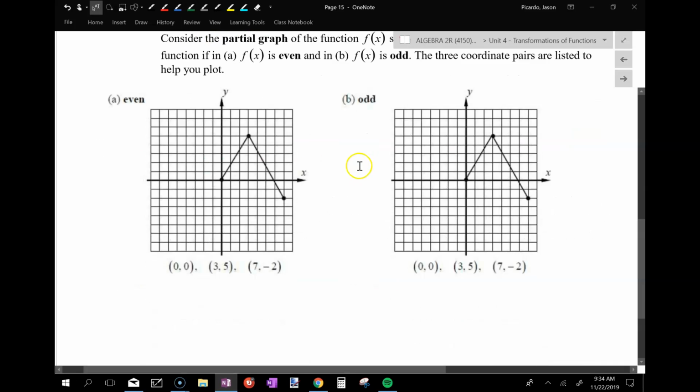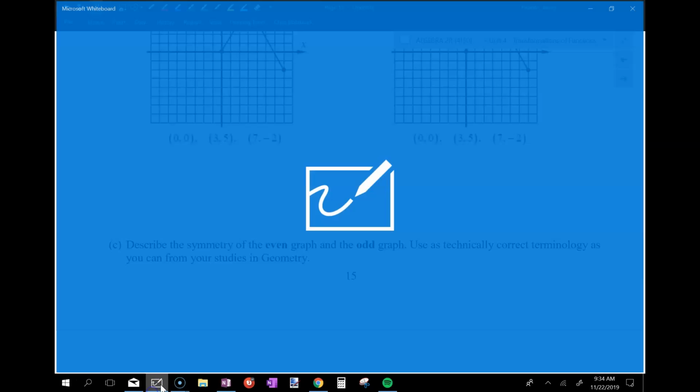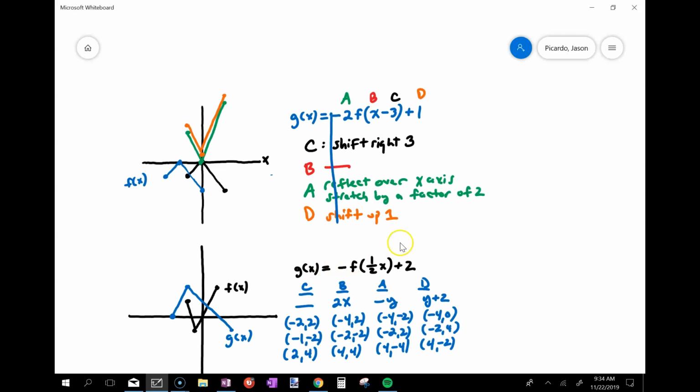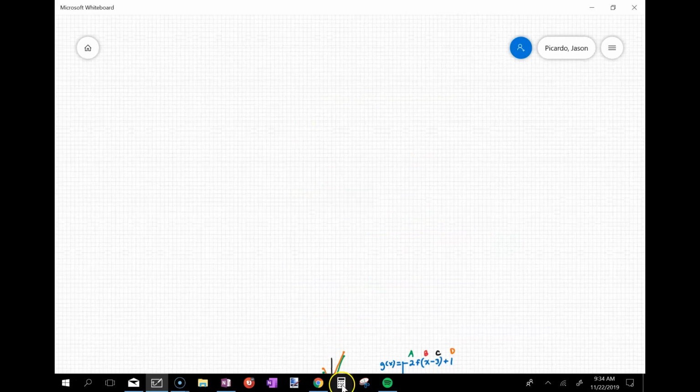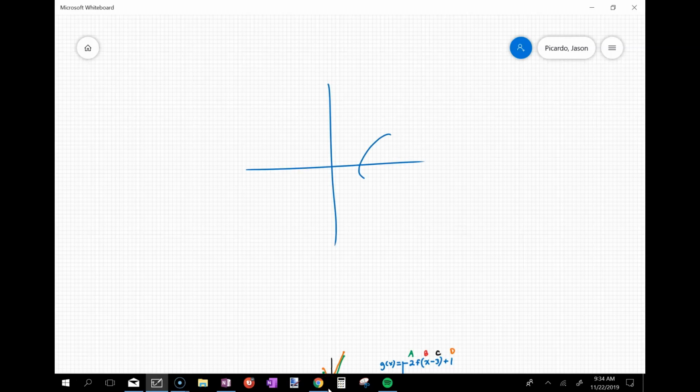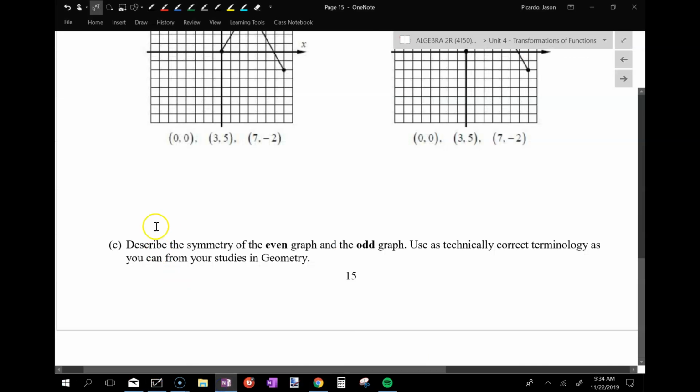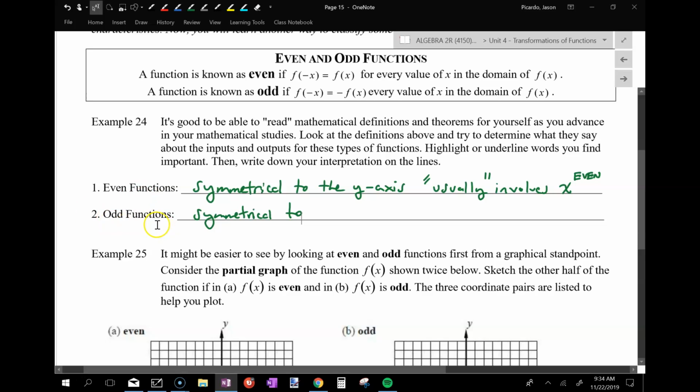So if I gave you guys this, does that have symmetry to the x-axis? Yeah, right? But it's not a what? It's not a function, right? And that's what is wrong with the fact that I called it an odd function, right? So that can't happen, okay? So instead, what it's going to have is symmetry to the origin.